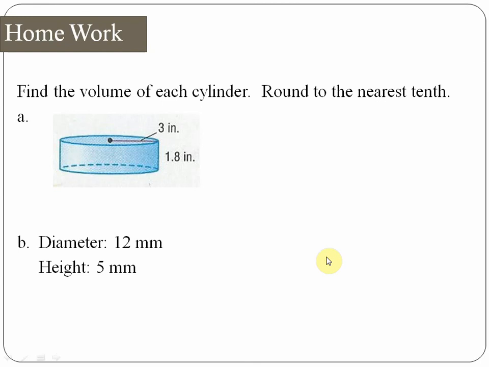Next, moving on, we are going to check the homework questions. These are the homework questions. Find the volume of each cylinder round to the nearest tenth. Question number 1, first part: 3 inches is the radius, 1.8 inches is the height. You just apply the formula. Next question is statement based.